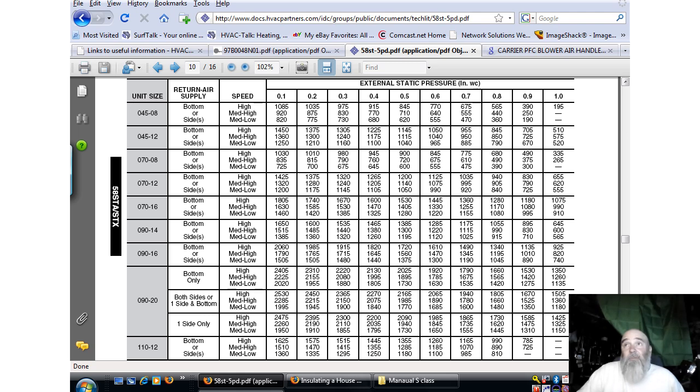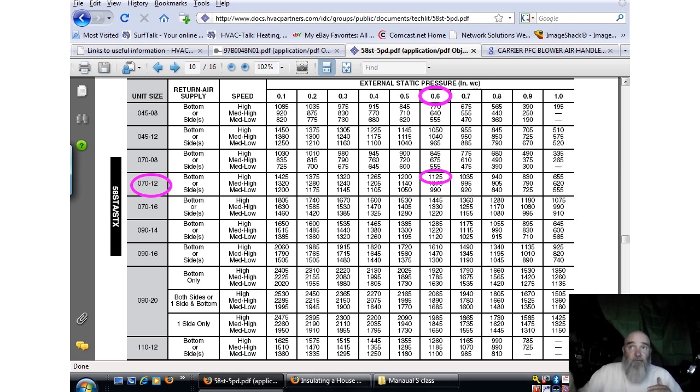This might be a Carrier or Bryant. Oh, I can see another thing up there. It's a Carrier furnace. 70,000 BTUs, 3-ton drive at 0.6 inches of external static pressure, removing 1,125 CFM. That might be perfect for a 2.5-ton air conditioner.